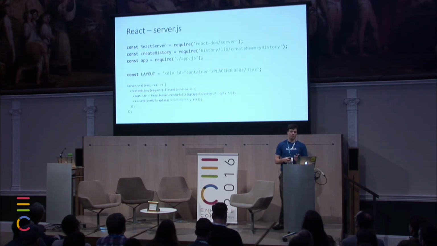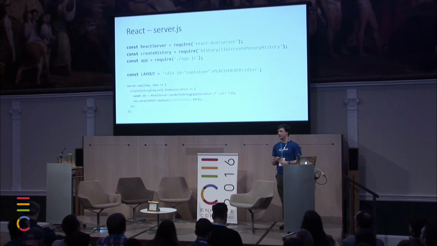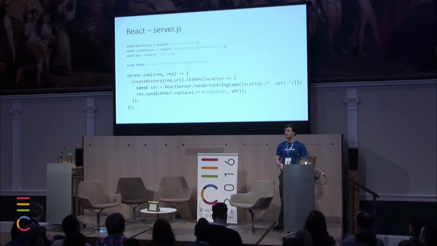On the server, we'll start by loading the React server module, which is very much like the React DOM module, except it's intended for use on the server. We'll load the memory history again, and we'll load our app code. We'll use a layout, just like before, that's a simple string of HTML with a placeholder. When we get a request, we'll create our memory history and listen for that initial location. Once we get the location, we can call React server.render_to_string to render the application into a string. We can then replace the placeholder with that string and send it to the client.